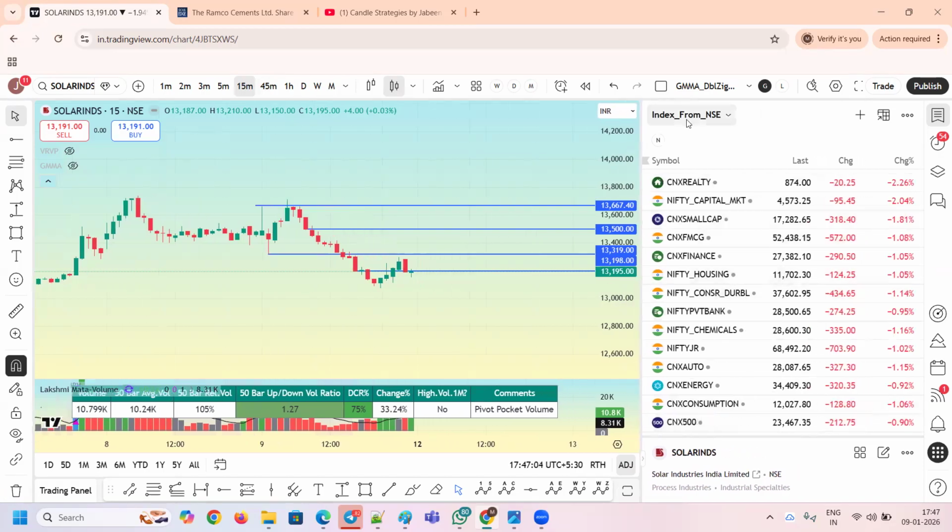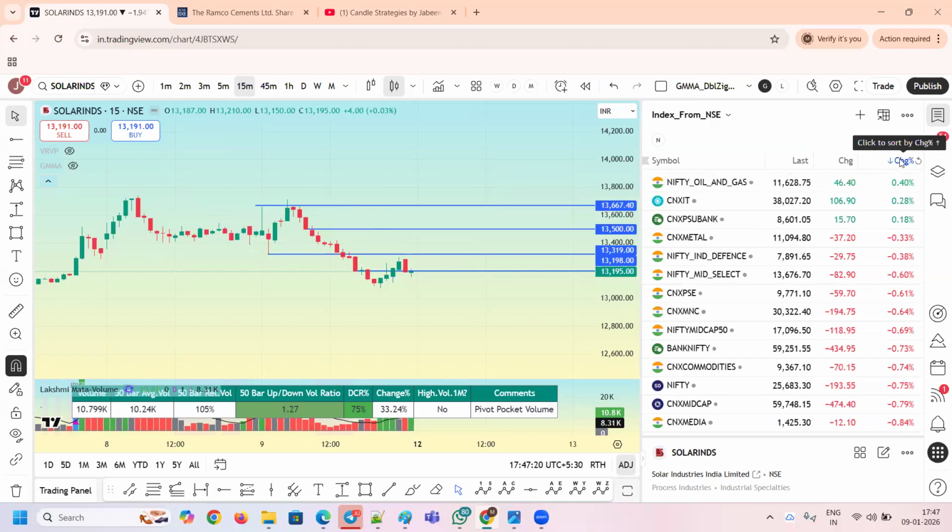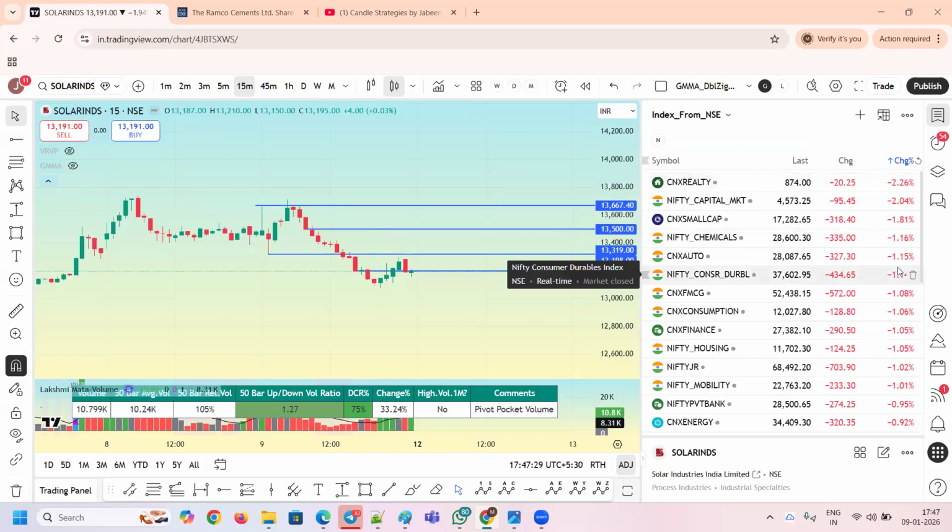Every day, one index. Means realty, FMCG, finance, all these things. First, at 9:15 or 9:30, you go and see this percent change. Then you will know which is fast growing down and which is fast growing up. If you want to do intraday, you go for the positive ones. If you want to do shorting, you go with the negative. That is the first one.